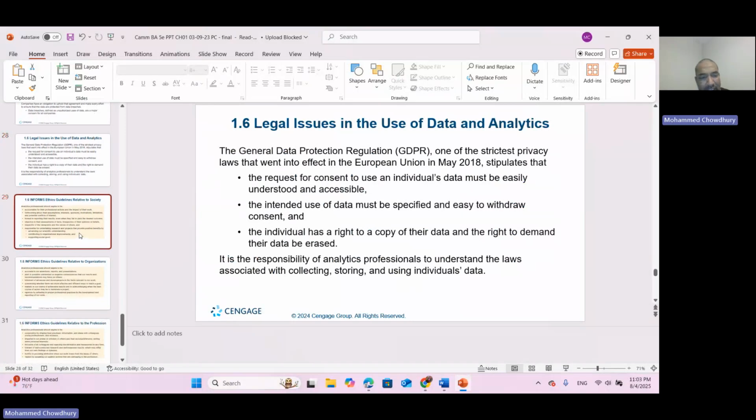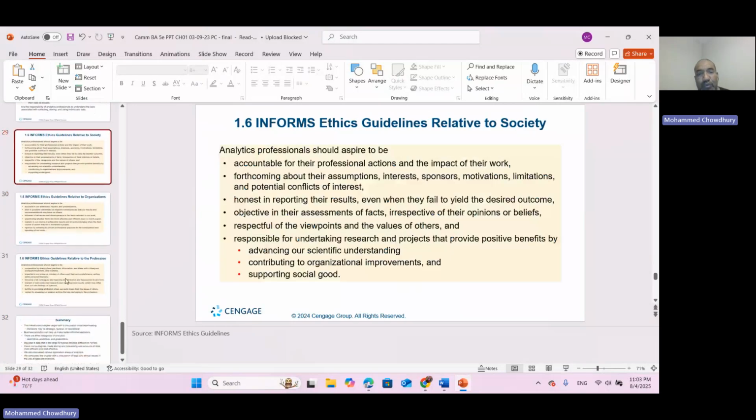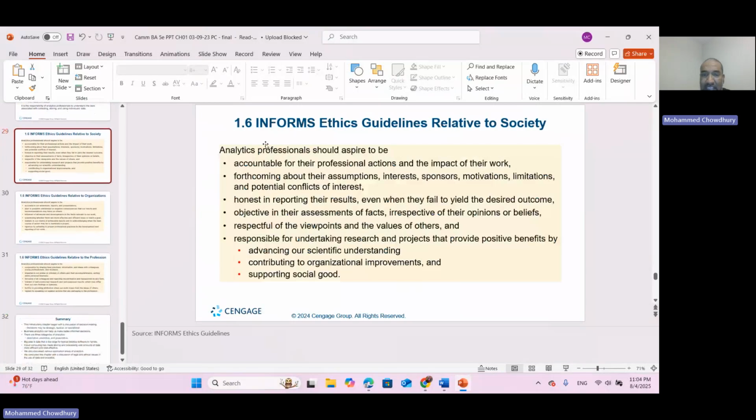And here are the last three slides. INFORMS is a professional organization where people from operations management, big data, computer science, management, and finance departments attend conferences, and they have some guidelines. Those guidelines are important in order to keep people's privacy when data are used for descriptive, predictive, or prescriptive analytics. Okay.